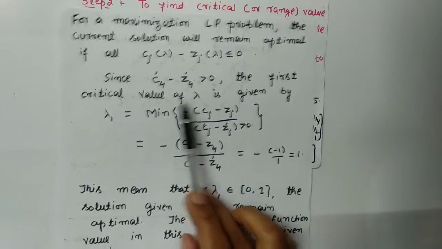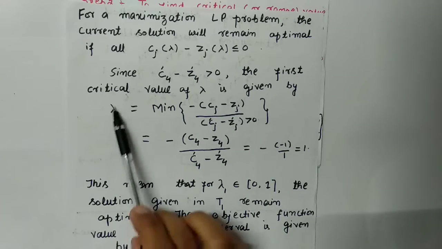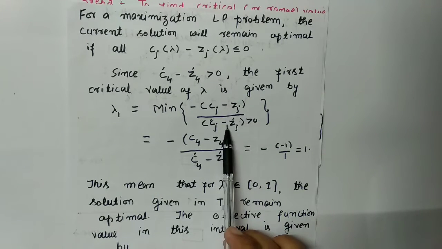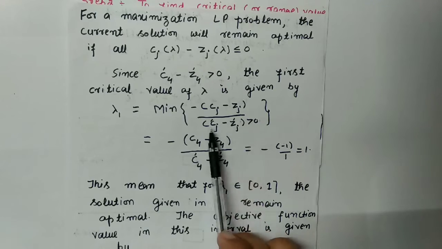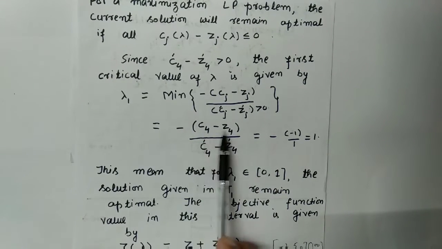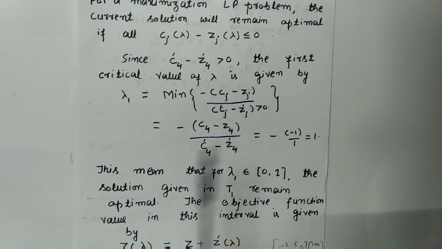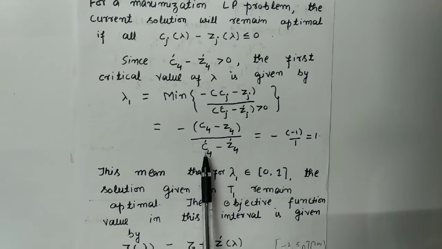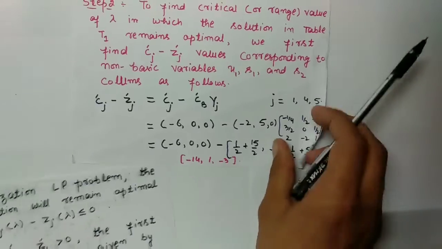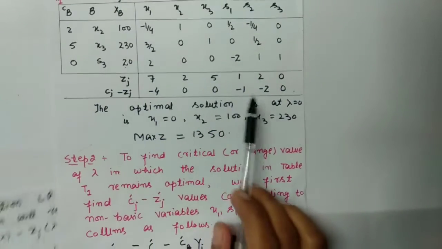The first critical value of lambda. So we will find the first critical value of lambda given by lambda 1 is equal to minimum of minus Cj minus Zj over C dash j minus Z dash j, but these values should be greater than 0. Here we have taken the fourth column, that is C4 minus Z4, which is corresponding to S1, and C dash 4 minus Z dash 4. Here C4 minus Z4 from the table, that is 1, 2, 3, 4, fourth column, is -1.